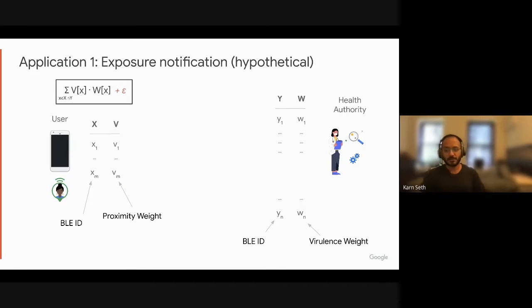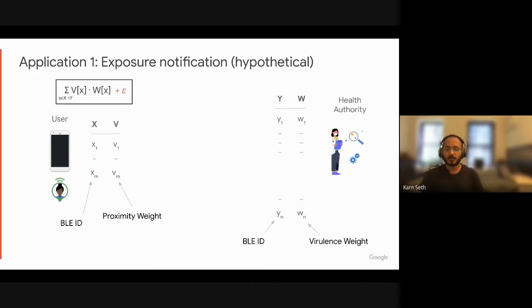And so the first question is, why do we care about this inner join, private join and compute? Well, there are a couple of important applications. The first application is exposure notification. So suppose you have a user who has a set of Bluetooth keys which it has received from other devices that it was near at some point. And suppose each of these Bluetooth keys is associated with a proximity weight, which represents the signal strength or how close the other device was that was broadcasting that Bluetooth key.